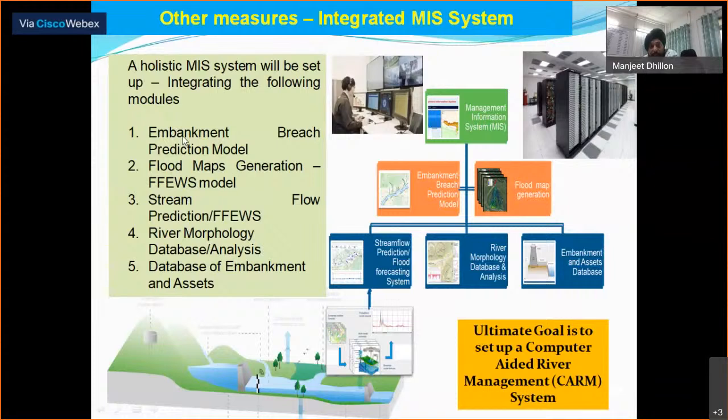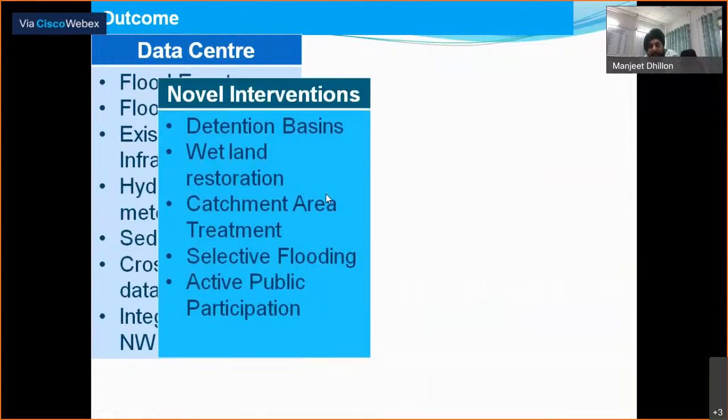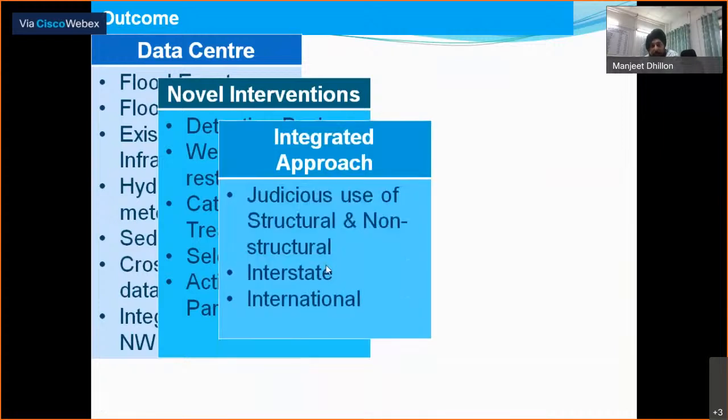Now, the ultimate aim is to set up a river management information system. That means all these systems are to be done at one place, and accessible to all. And what we ultimately get as output is a data center giving all this. And there we need some mobile interventions also. We have proposed retention basin, wetland, catchment area, selective flooding, active public participation, and some successful integrated approach, so that the investments are judicious. The investment is done at the right place at the right time and in the right way.